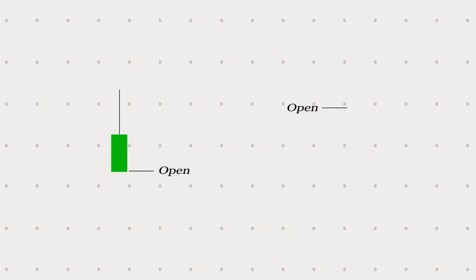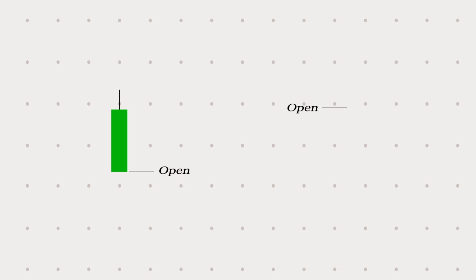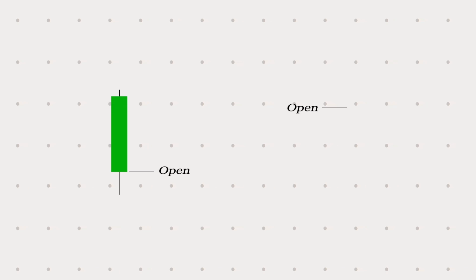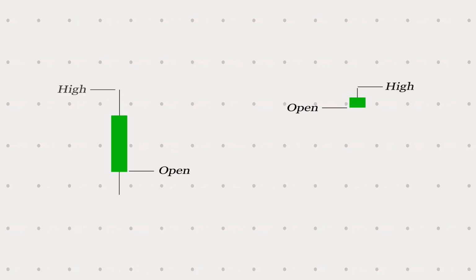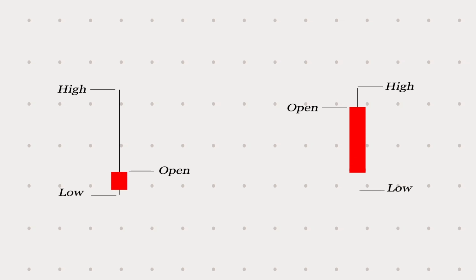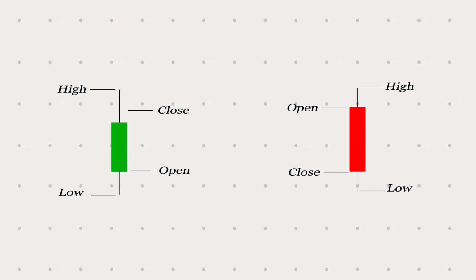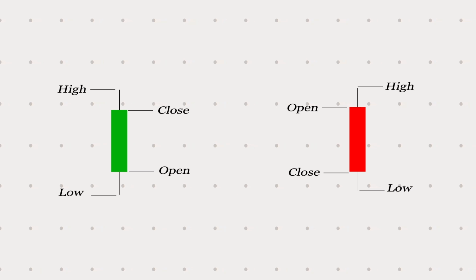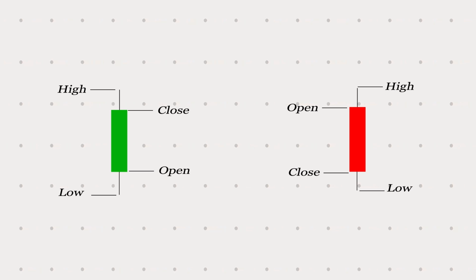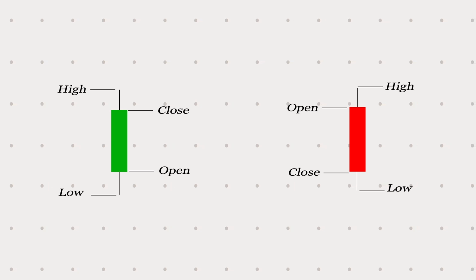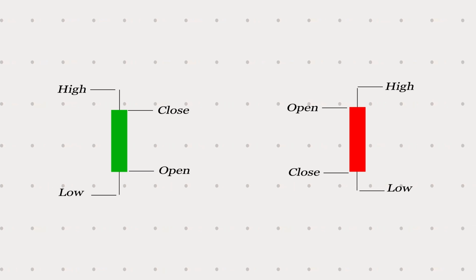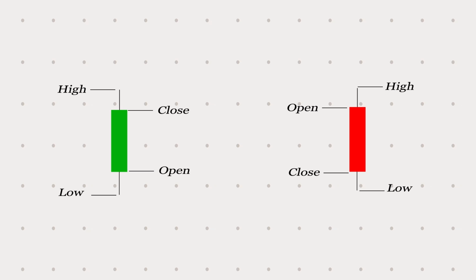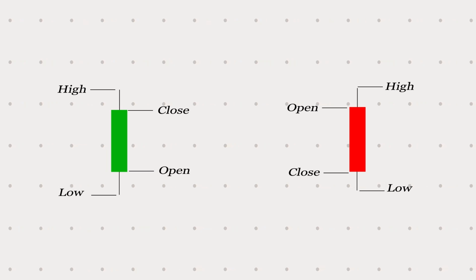Now, let's break down how a candle is formed step by step. The open price. This is the first trade that happens when the time period starts. It's marked by the start of the candle body. Price movement. As trading happens, the price moves up and down. The highest price reached during this time forms the high, and the lowest price forms the low. The close price. When the time period ends, the price at that exact moment becomes the close price.